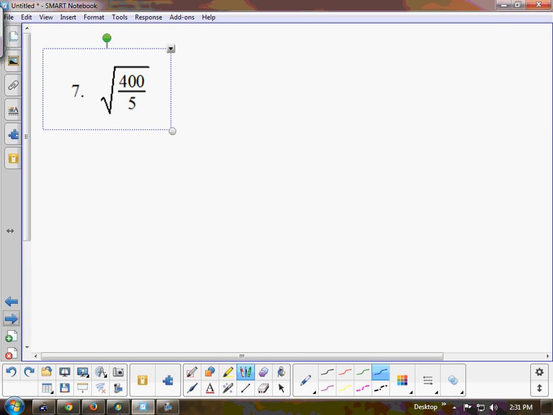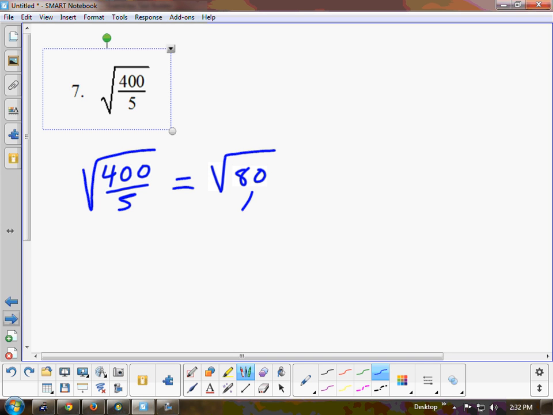Number 7. I don't see perfect squares there. 400 looks like a perfect square, but before we do that, let's go 5 into 400. Well, let's try it 2 different ways. 5 into 400 is going to be radical 80, right? 8 times 5 is 40, with the 0 is 400. Radical 80. And we just did radical 80. We broke that up into 16 times 5, right? Which is 4 radical 5. So this answer here is 4 radical 5.